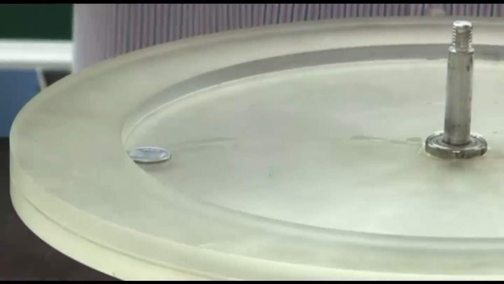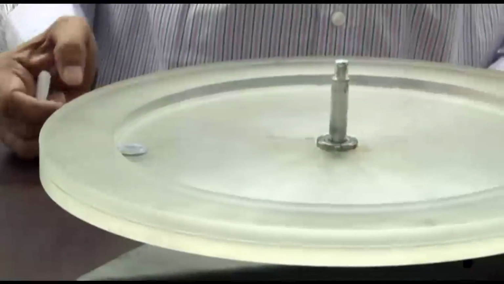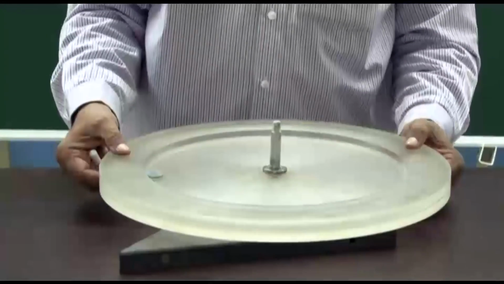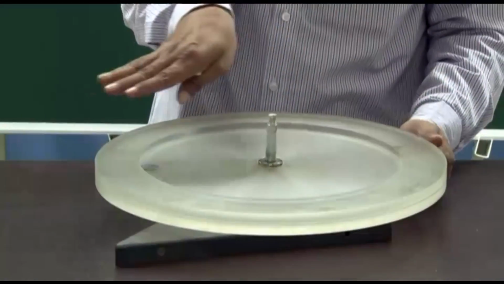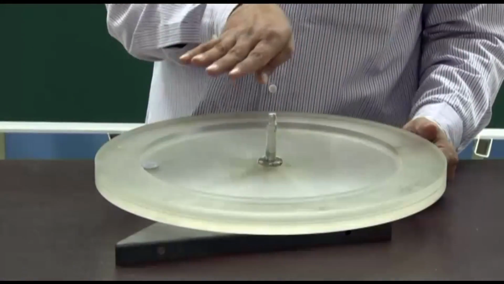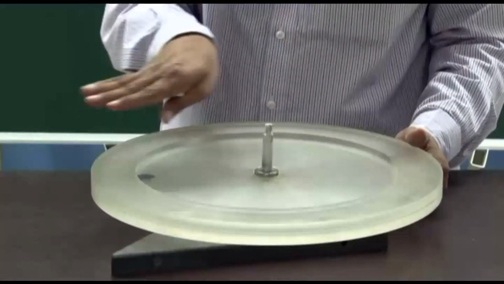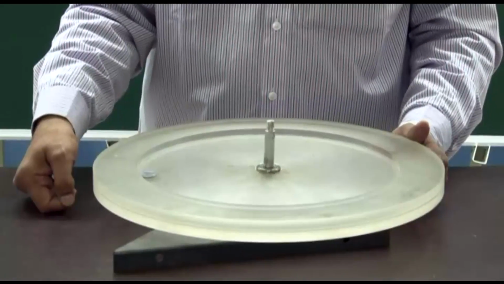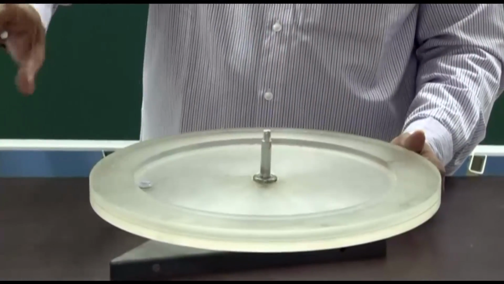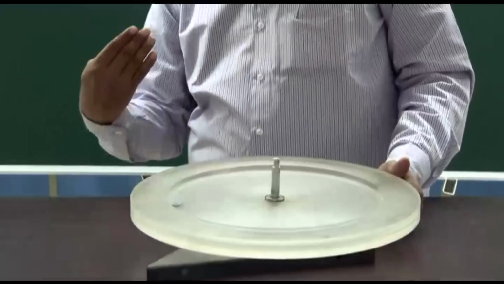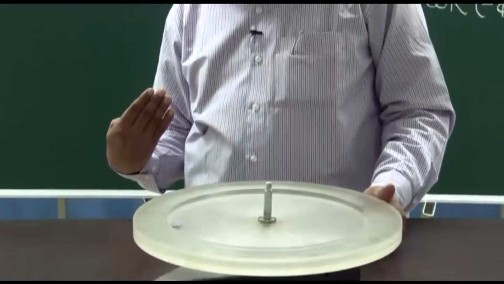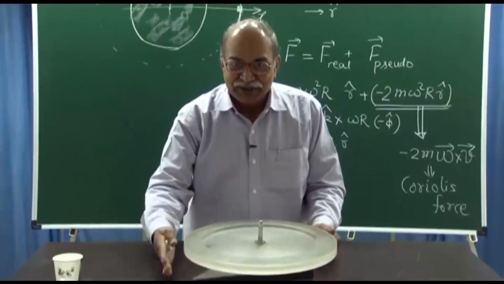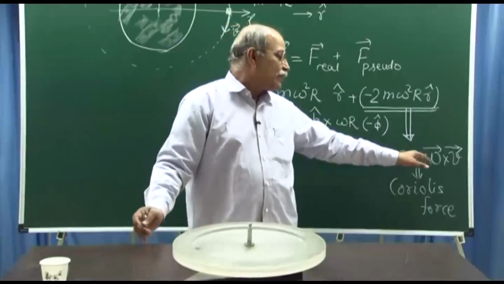I had rotated the disc clockwise as seen by me. So, omega vector is vertically downward, and as seen from this disc, the coin starts in the radial direction because of the centrifugal force. So, velocity is in the radial direction, and omega is in the vertically downward direction. So, what is omega cross V? Omega cross V is in this direction towards me, and therefore, minus of omega cross V will be in this direction. That is the direction of Coriolis force, minus 2m omega cross V.